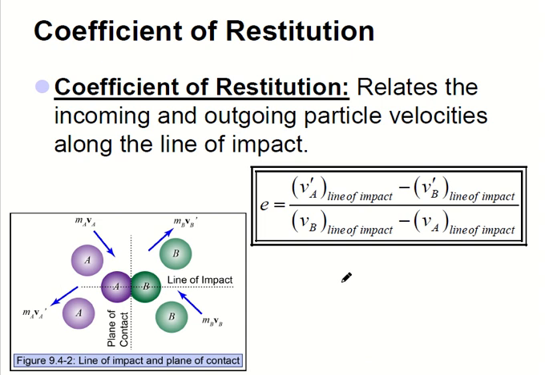Coefficient of restitution relates the incoming and the outgoing particles, with these two particles here, velocities along the line of impact. What it means here is that we can also relate this value to the velocities. So here you have a line of impact velocity. Prime means that is after the impact, and this is before the impact. Some students use initial and final. That's okay too. This is how you simply calculate the coefficient of restitution by using the final and the initial velocities.